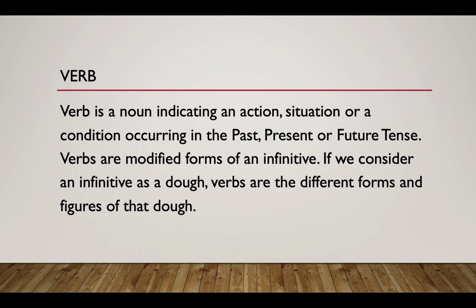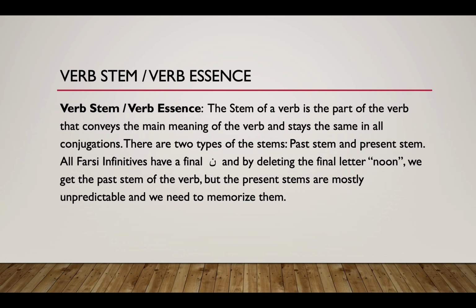Infinitive is the raw form, and that raw form we modify according to the person and tense we want to talk about. So we add or delete things from the infinitive, which is the raw form, as we said, and we give a different form to our infinitive to conjugate it into the verb form we need. Verb stem or verb sense.